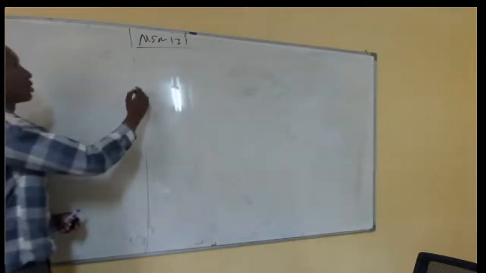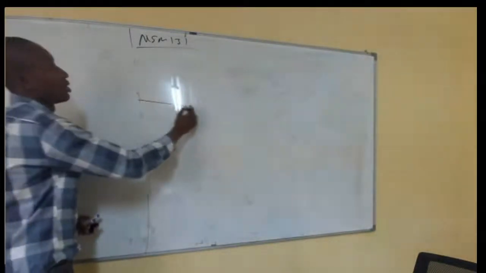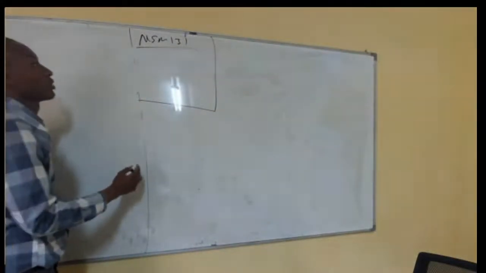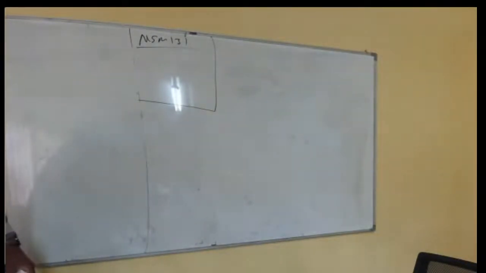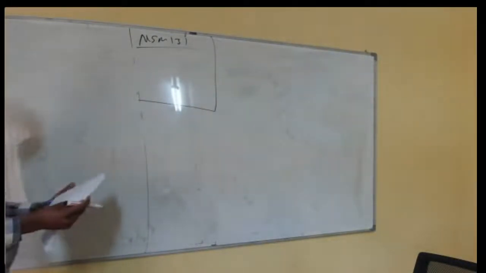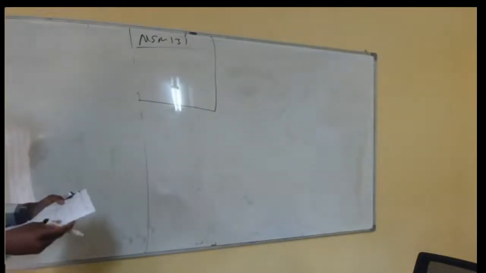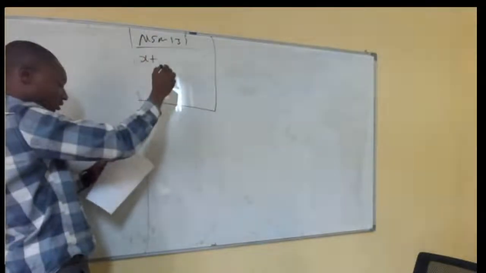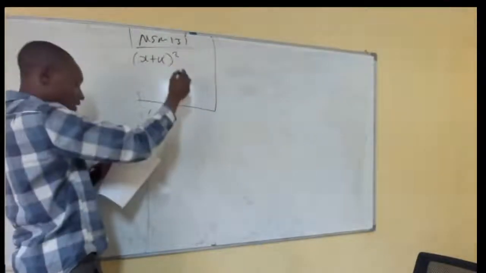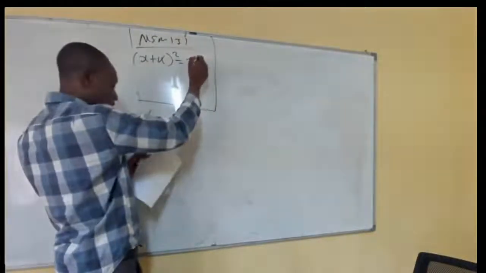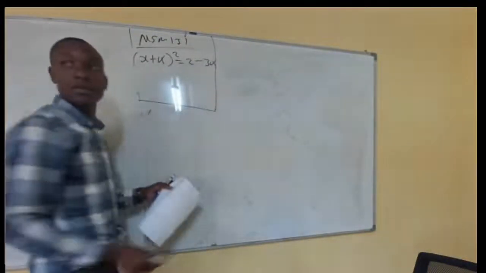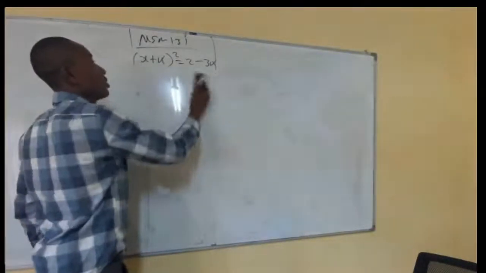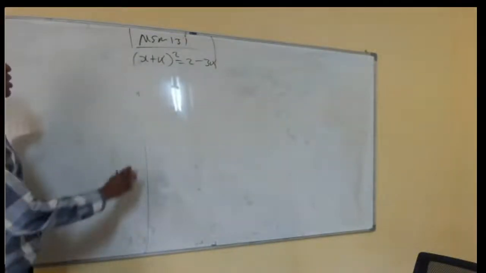The question says find the roots of the quadratic equations given, subject to the given conditions. So you have (x + k)^2 = 2 - 3k. You have this quadratic equation.